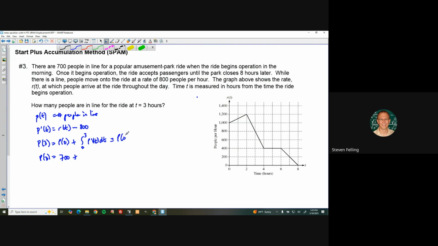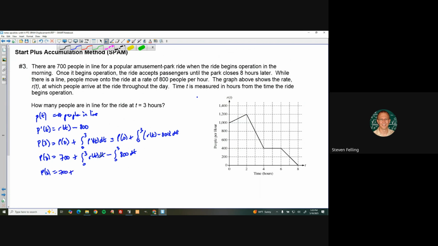This is P of 0 plus the integral from 0 to 3, but this P prime of t is R of t minus 800. So I'm going to have to split this integral up. I'm going to do an integral from 0 to 3 of R of t, and then I'm going to subtract a separate integral for the negative 800 here. Okay, so here, P of 3 is equal to the 700.